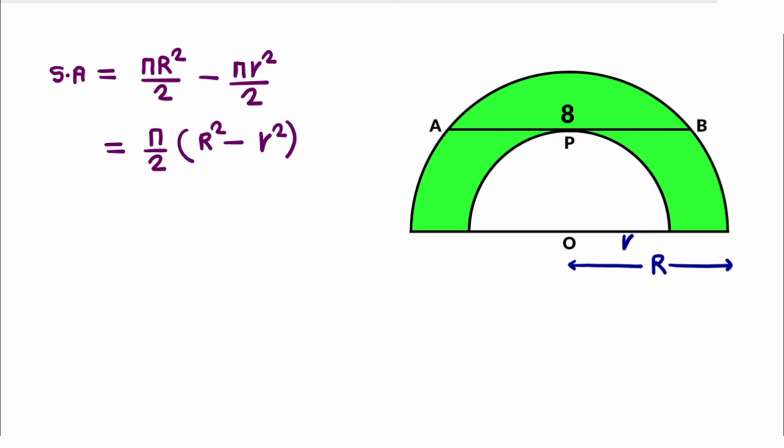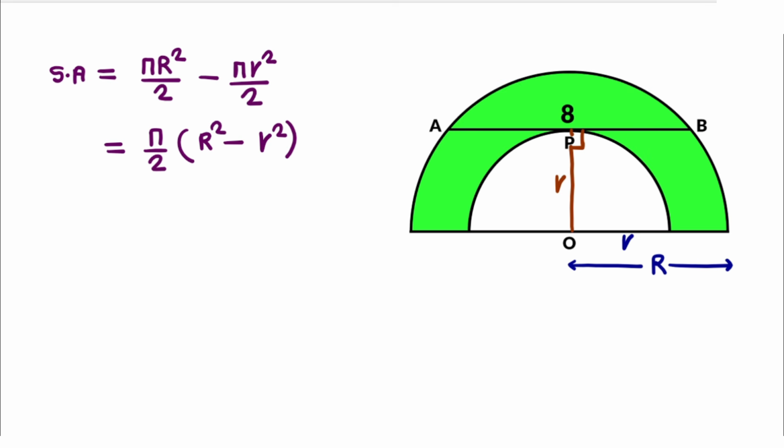Now, look at point P. Let's connect the center O directly to P. Because P lies on the inner semicircle, OP is the smaller radius, lowercase r. And because AB is tangent to the inner semicircle at P, the radius OP must meet the chord at a right angle. There's another useful fact here.